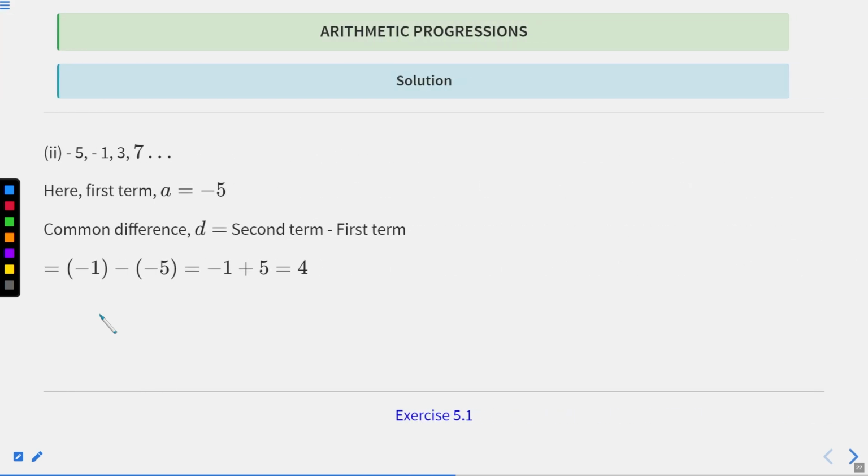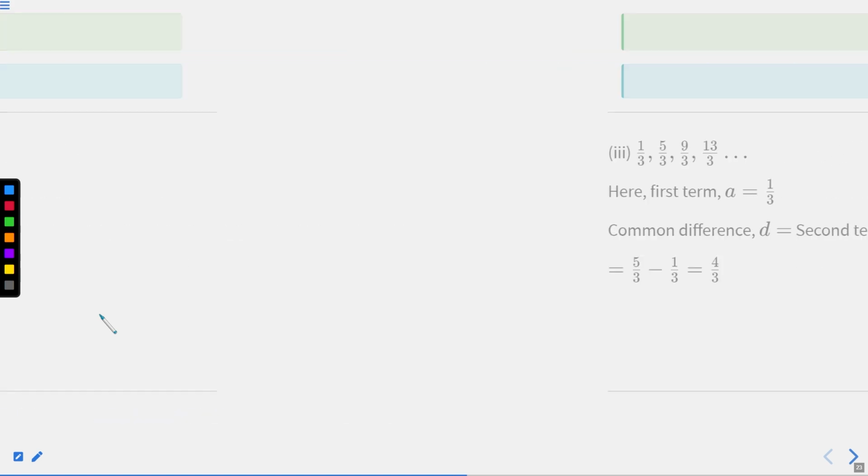In question number 2, we have been given this AP: minus 5, minus 1, 3, 7, and so on. So the first term A is equal to minus 5. Okay, and the common difference D is equal to the second term minus the first term, that is minus 1 minus of minus 5, that is minus 1 plus 5, and this is equal to 4. So for this AP, the first term A is equal to minus 5 and the common difference is equal to 4. Now, let us move to question number 3.